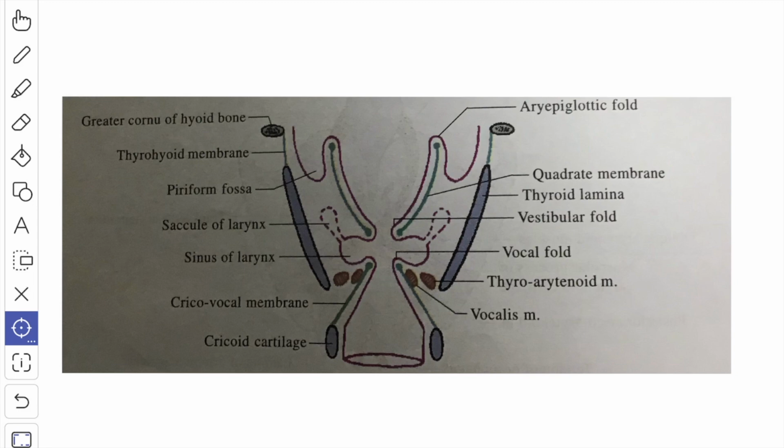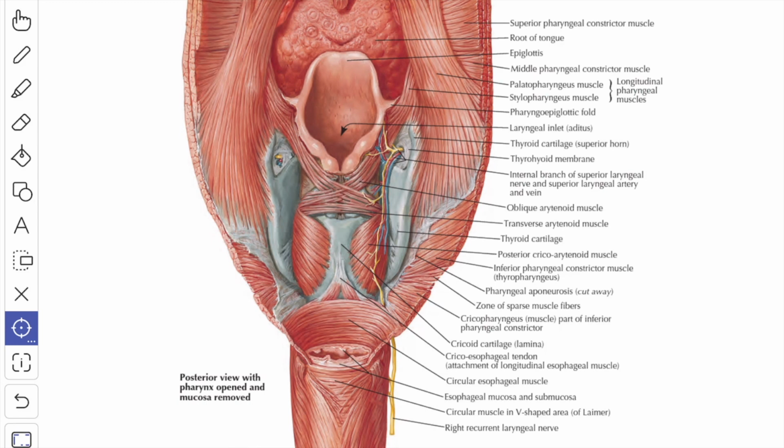The next part is the infraglottic part, or the lower part. It lies below the vocal fold and it looks like a truncated cone. So next we'll see about the laryngeal inlet. So this is the laryngeal inlet, or aditus laryngis.